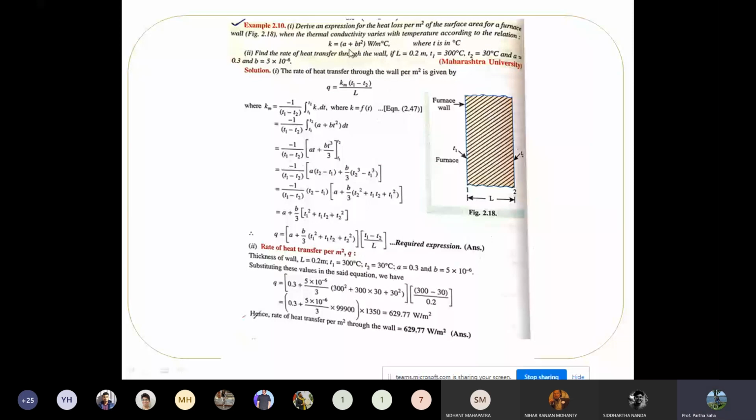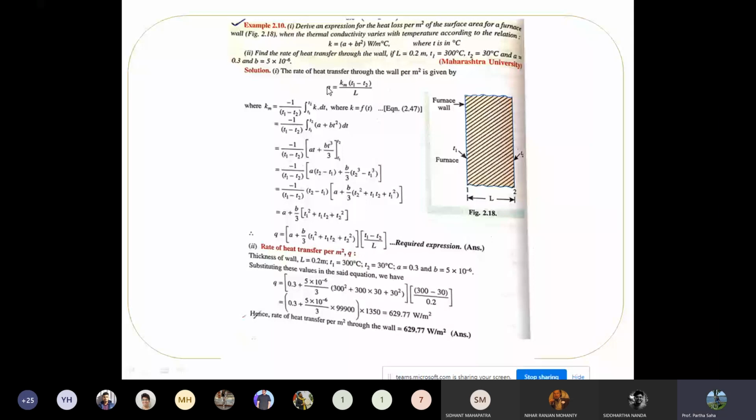Now, the first problem given: derive an expression for the heat loss per meter square of surface area on a furnace wall, with the thermal conductivity varying with temperature according to the relation K equal to A plus BT square watt per meter C, where T is in degree C. Find the rate of heat transfer through the wall. L is given as 0.2 meter, T1 and T2 are given, 330 C, and A and B are the parameters, given as 0.3 and 5 into 10 to the minus 6.